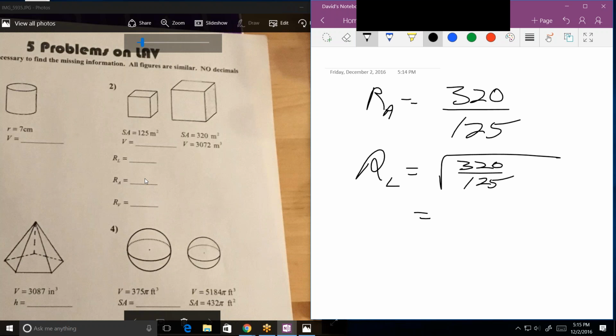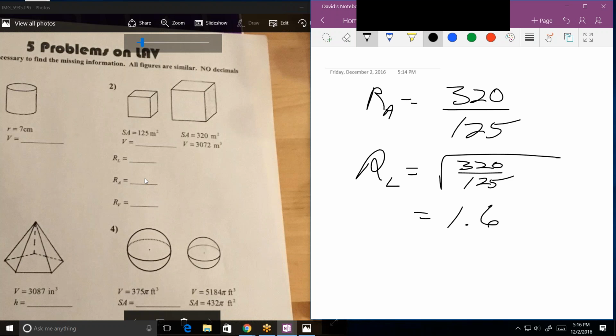If you take 320 and divide it by 125, what do you get? 320 divided by 125 is 2.56. Then take the square root of it. It's 1.6. Okay, that's what I was looking for. So the linear ratio is 1.6 to 1.